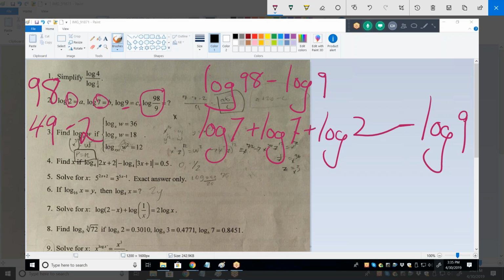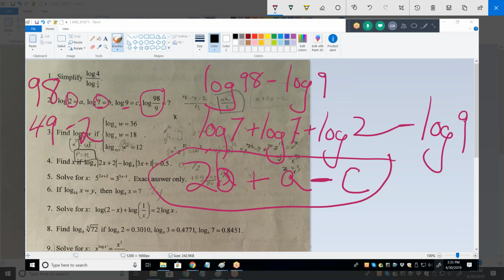Okay. Now let's go back and substitute the A, B, and C. So that would be 2b plus a. Hold on. Yeah. Let's see. The log of 7 is B. Yeah. So 2b plus a minus c. That should be your answer. Yes, sir. It'll be a plus 2b minus c. That's right. A plus 2b. Okay.